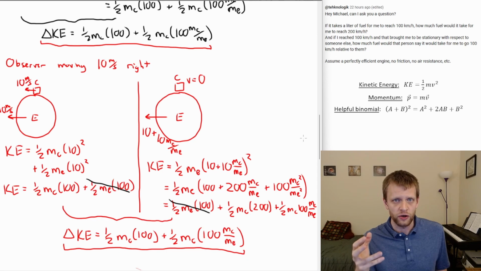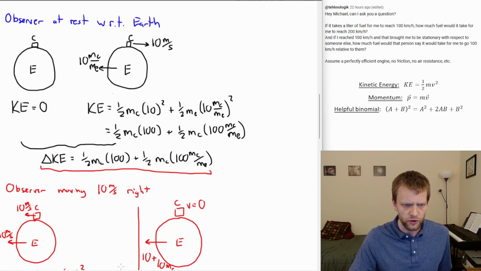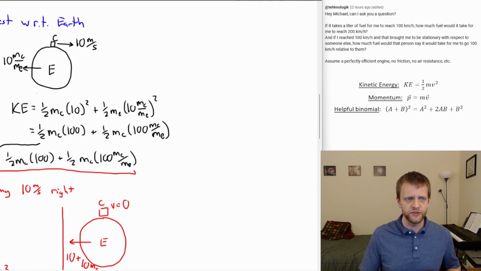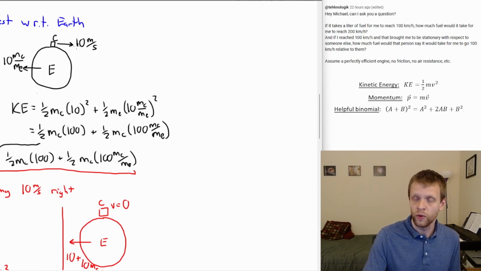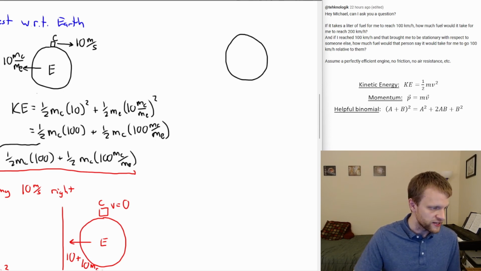But what about when the car goes to 20 meters per second with respect to the Earth? Well, let's have a look at that one. So I'm going to move this over a little bit more, and let's see what happens when this car gains another 10 meters per second, so it's now going 20 meters per second. Let's start with the frame of reference of the person that is at rest with respect to the Earth.